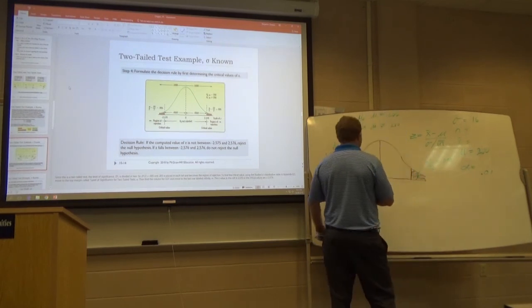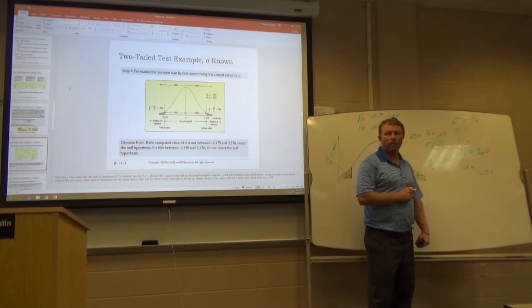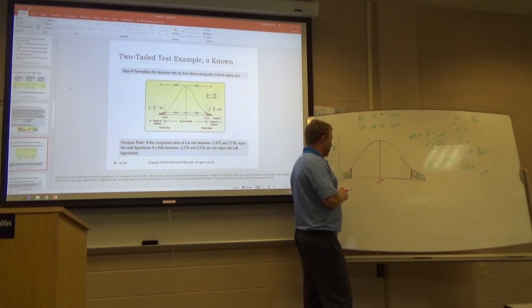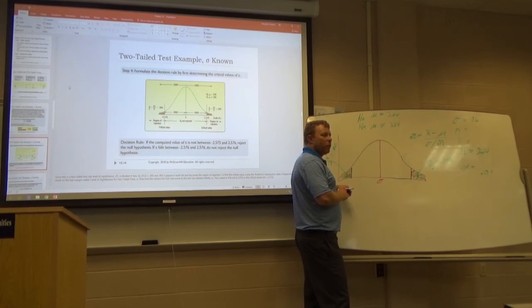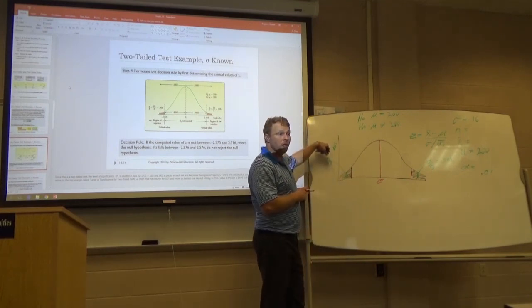Well, where did you get that? First, we got to look it up somewhere. Where do we need to find this critical value? On our table. Okay. So, what area are we going to look up on the table? If this is half a percent, then it would be 49.5.